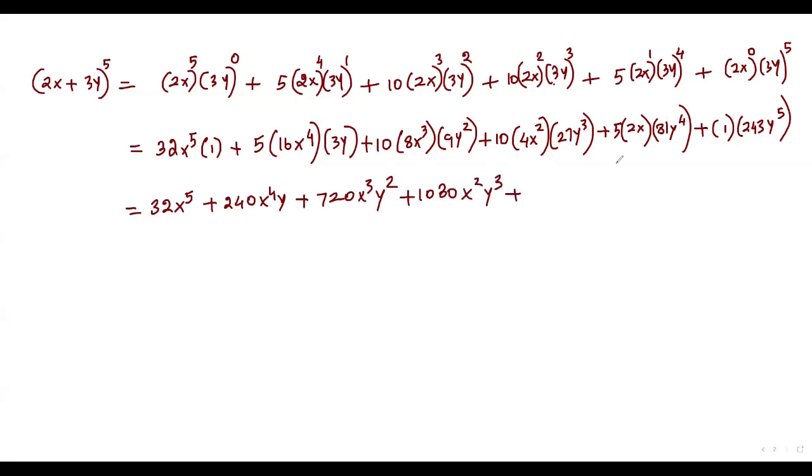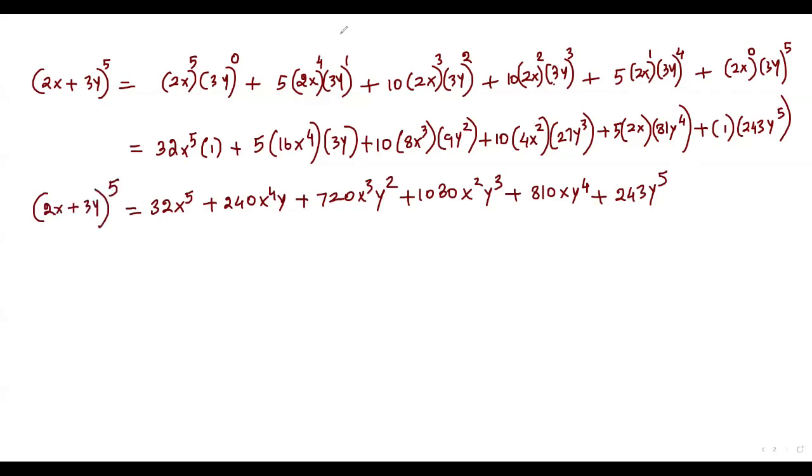Now I have to multiply 5, 2 and 81. 5 times 2 is 10. 10 times 81 is 810x y to the fourth power. Let me write that down over here. Now I have to multiply 1 and 243, that is 243y to the fifth power. So now I have the expansion of the binomial 2x plus 3y raised to the fifth power.